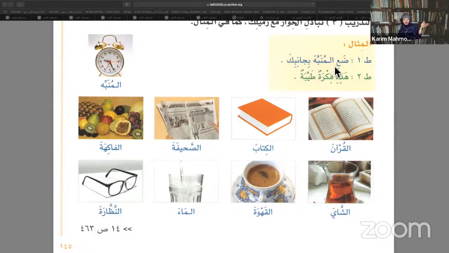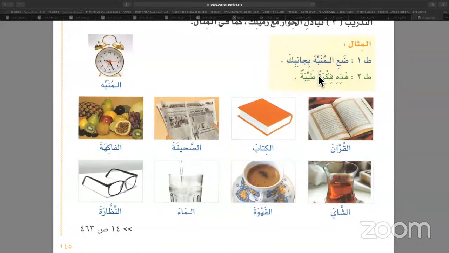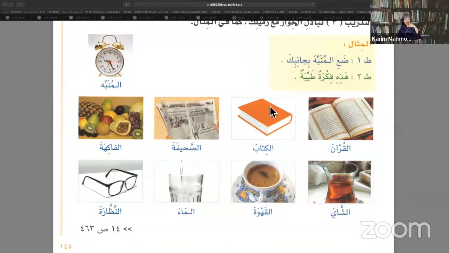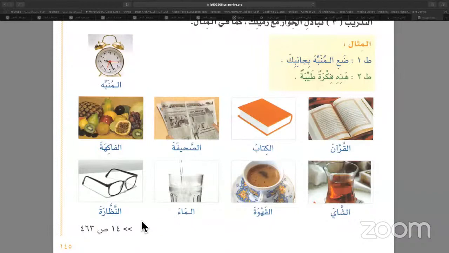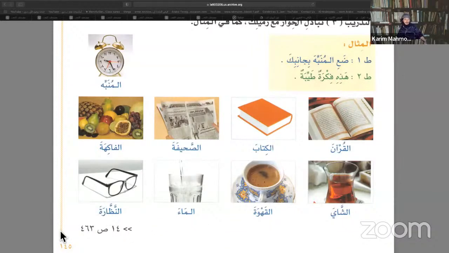ضع means put. Al-sahifa means newspaper. Bijanibik means next to you. Means put the newspaper next to you. Exactly. And then the guy says, هذه فكرة طيبة. هذه means this is. Fikra means an idea. طيبة means good. Okay, Ilian, you got it? Okay. All right. Thank you for coming. All right, guys, it looks like we're done with your class. Please go enjoy yourselves. And let's start group 2.